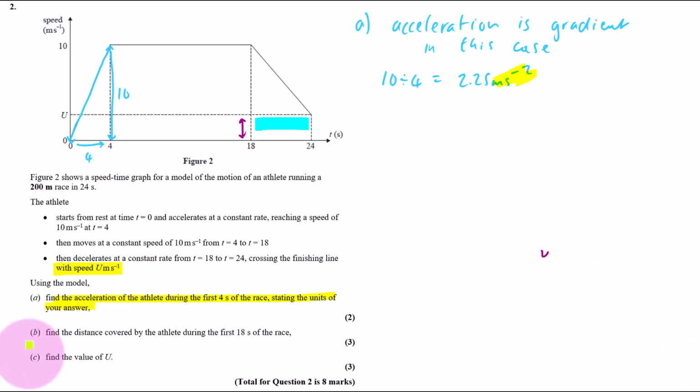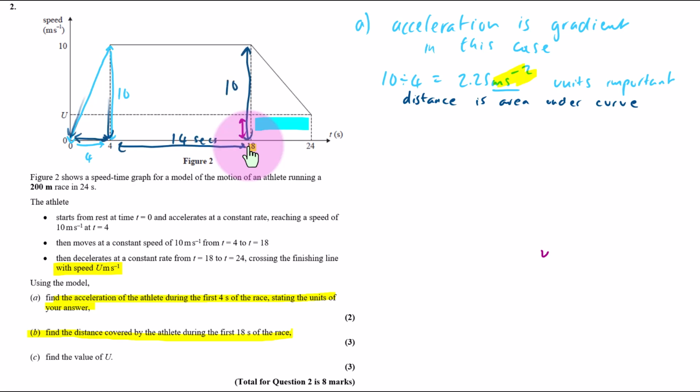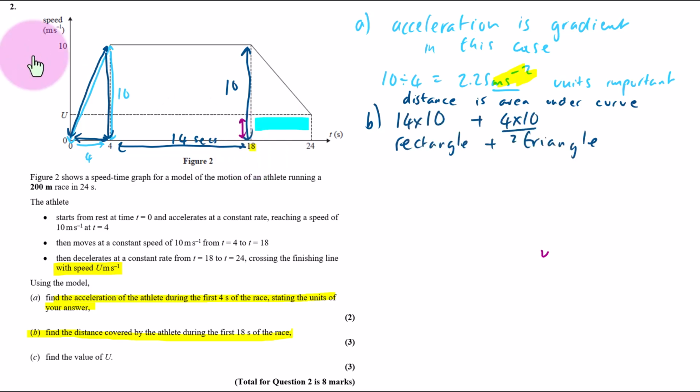Part B, find the distance covered by the athlete during the first 18 seconds of the race, up to here. So essentially you're just finding the area of a triangle and a rectangle, or you can use the area of a trapezium, because that's a right angle trapezium. So part B, split that up. You've got a rectangle of 14 times 10, you can see here, plus the triangle, which is obviously 4 times 10 divided by 2. The answer is 160. That is one of the easiest 3 marks you can get in a mechanics year 2 paper.